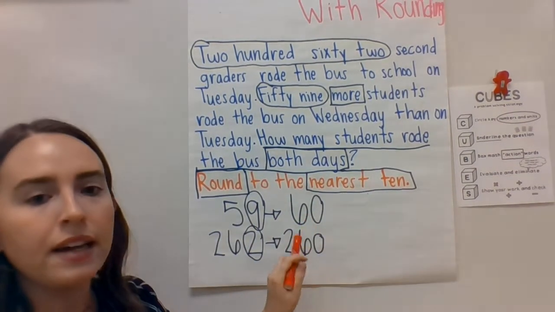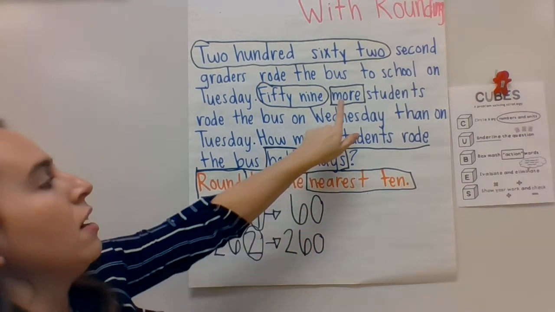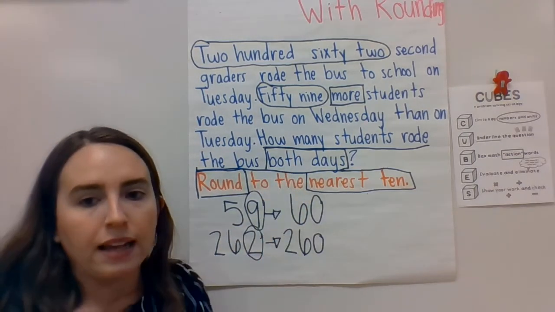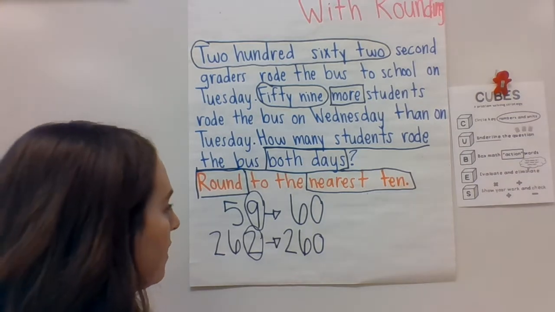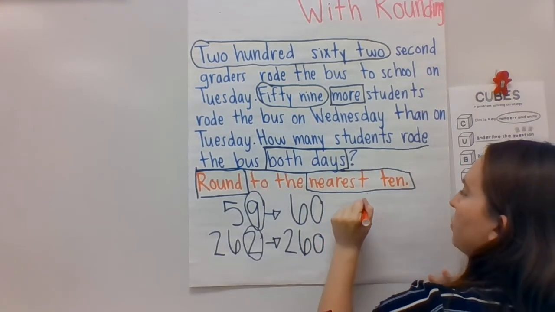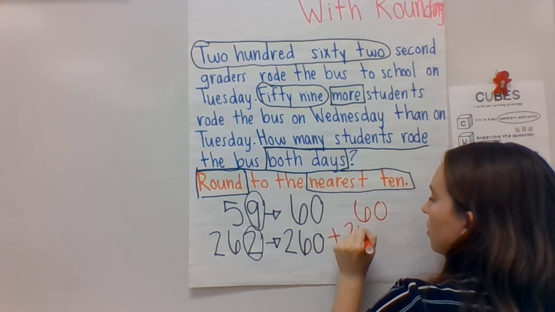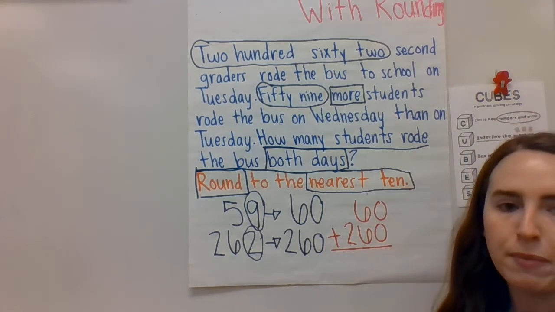So what I'm going to do now is I need to solve my problem. So I have 60 and I have 260. And I remember that I found the word more and both days. So I know I need to add both days together to get the answer. So what I'm going to do is I'm going to add 60 plus 260 to find my answer.